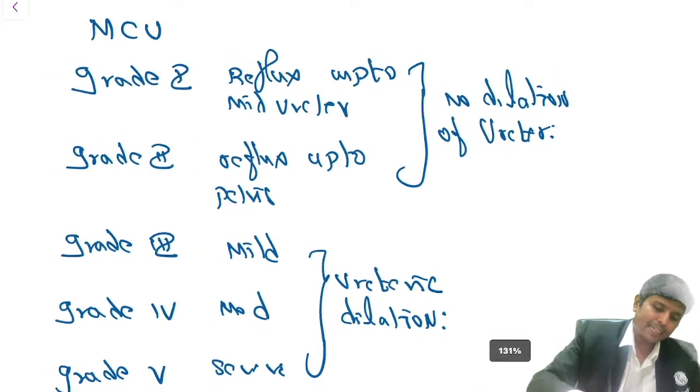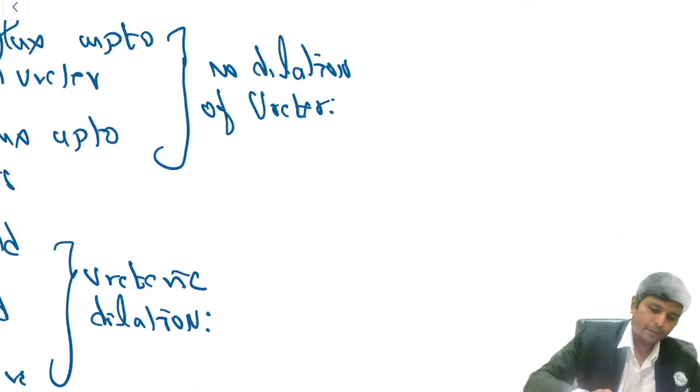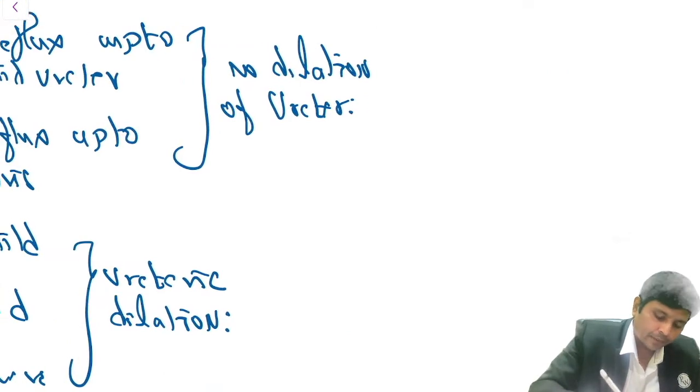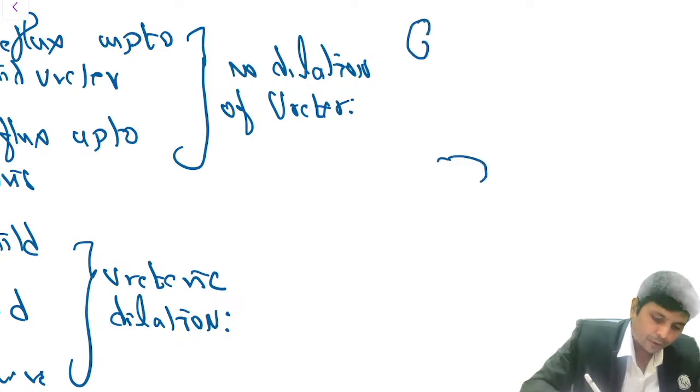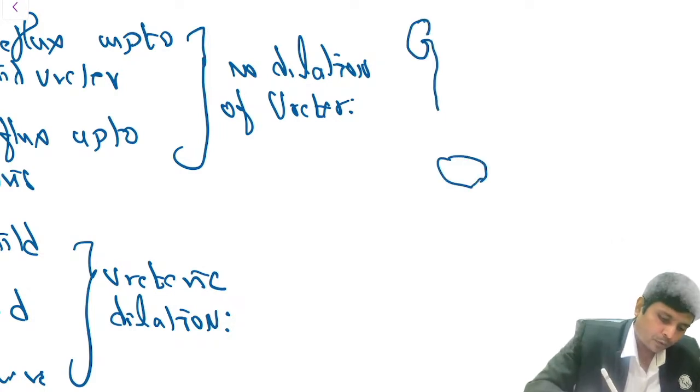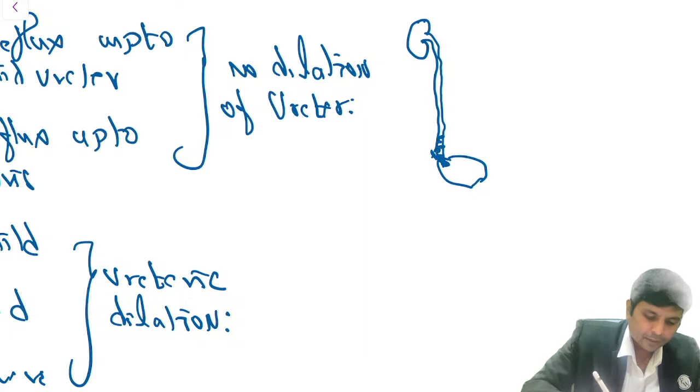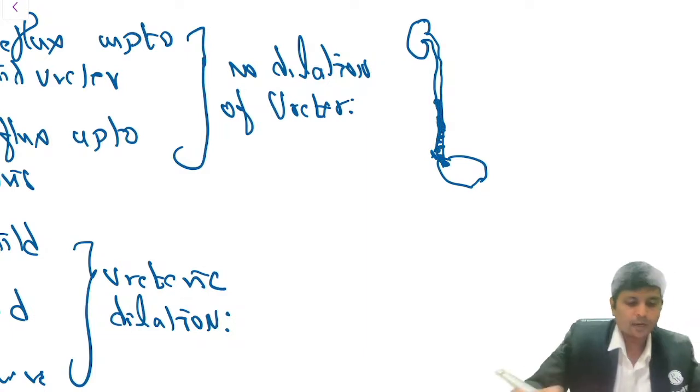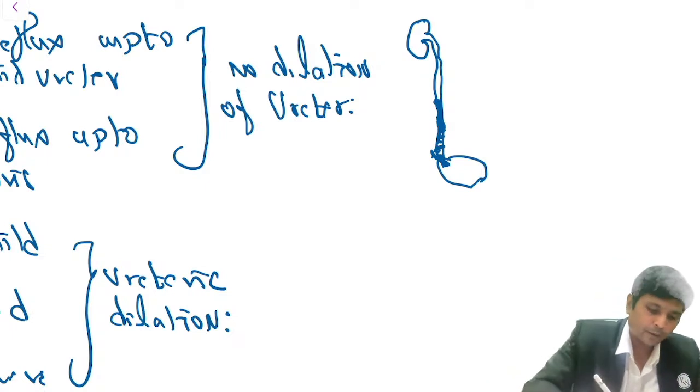So what is the treatment? Let me finish the treatment. Let me say, in grade 1 what will happen? This is your kidney, this is your bladder, and this is your ureter. There will be reflux of urine up to the mid ureter. This is grade 1.